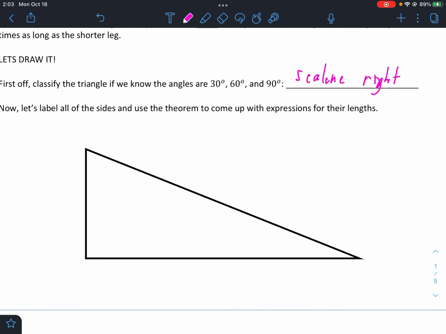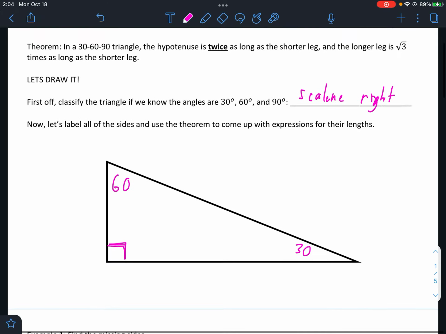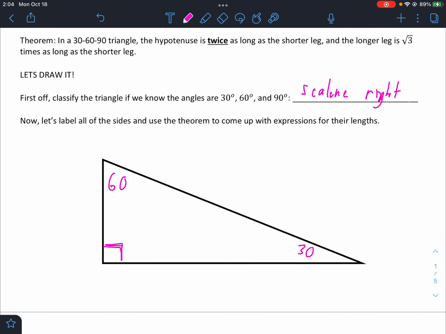All right, this is clearly the right angle here. The smaller angle is our 30-degree angle, and the other angle would be our 60-degree angle. And using our theorem here, and again, we're going to use the same letter we used in our last video, a W. If we call the smallest side W, which one's the smallest side? That'd be the one that's across from 30, because 30 is the smallest angle. So we'll call that W.